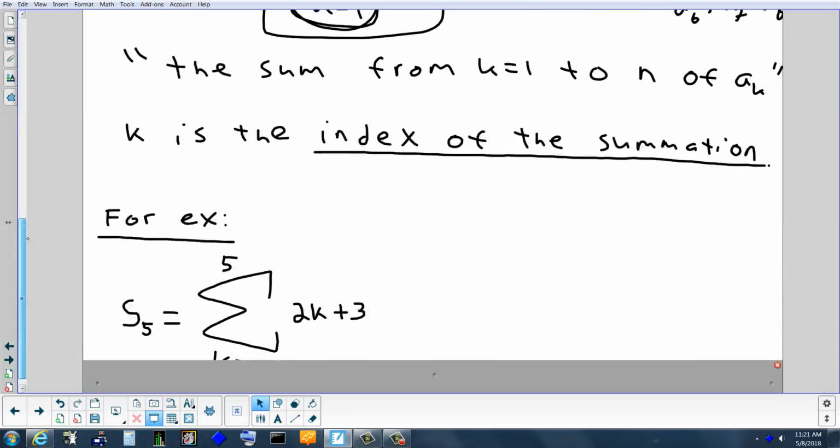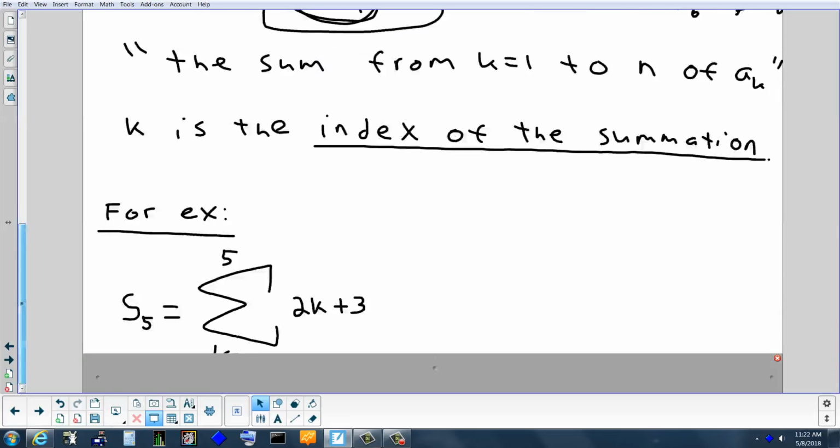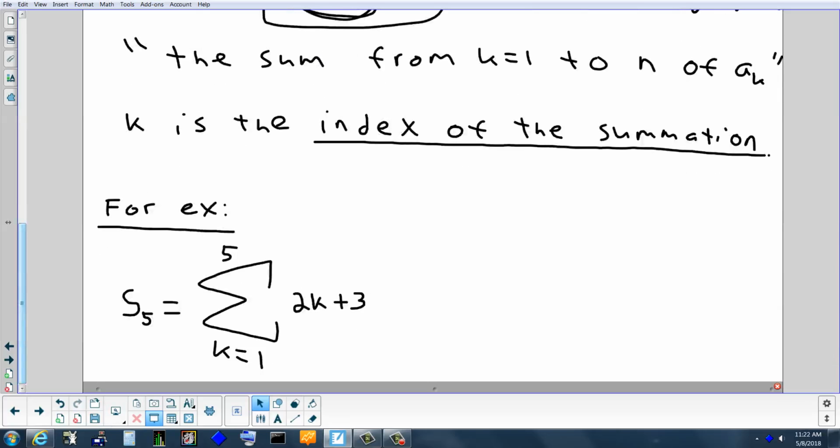Okay, so let's look at this one. This problem is asking for the 5th partial sum. So that means we're going to add up 5 things. So we have 5 calculations to do. They want us to use this formula, and they want you to plug in the number 1, then the number 2, then the number 3, then the number 4, then the number 5. 5 is the last number you're going to plug in for k. They want you to do each one of those calculations one at a time, and then add them up. So let's just kind of go through it and see what happens.